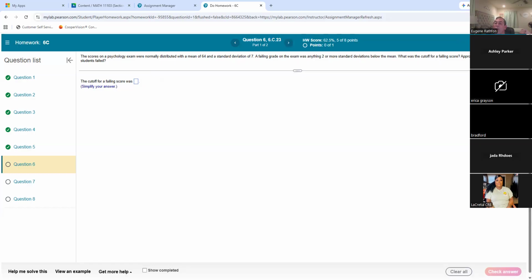So they want to know what was the cutoff for a failing score, and then what percentage of the students failed. Okay, so let me go to the page. So we want to know the cutoff for the failing score, and then approximately what percentage of them failed.